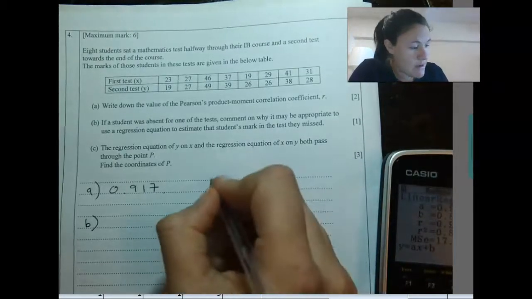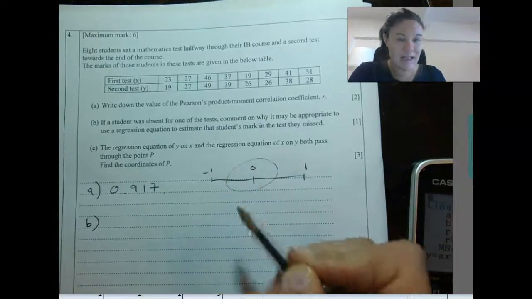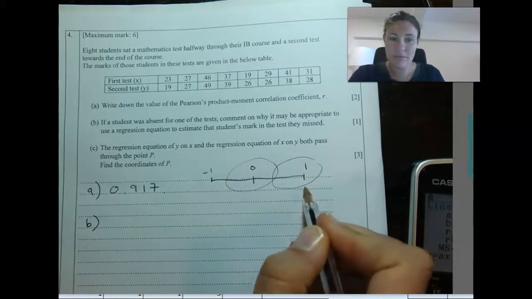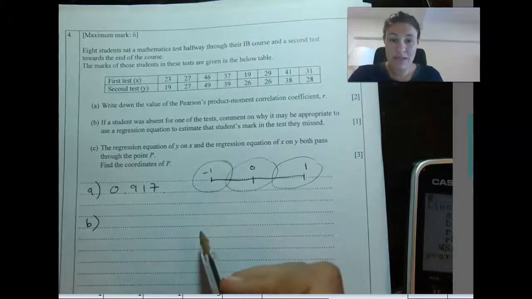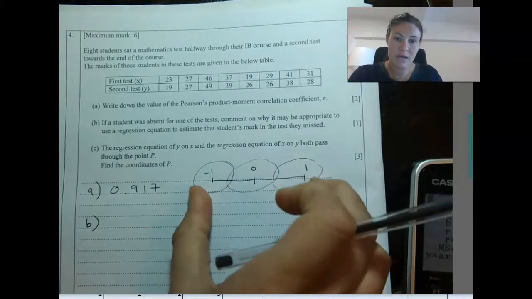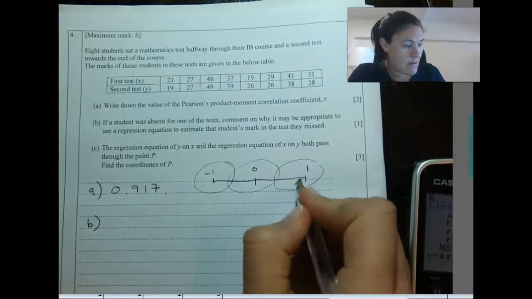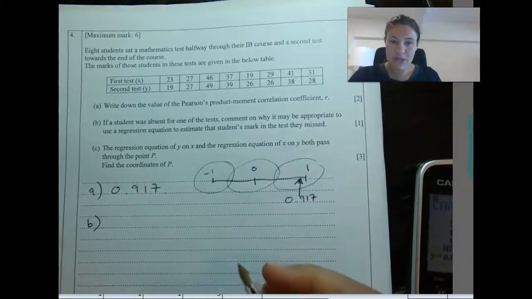So remember that correlation coefficient will be between -1 and 1. Anything near 0 is basically saying there's no correlation. If we're up near 1, we've got a positive correlation. If we're down in -1, we've got a negative correlation. And the closer to those extreme values, the stronger the correlation. So here we're very close to 1. So this is a very strong positive correlation.